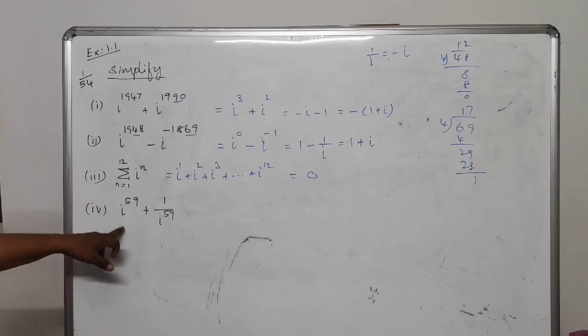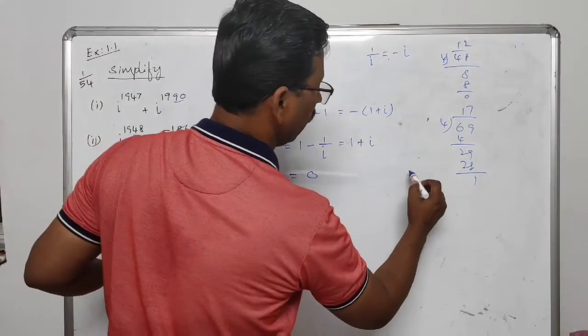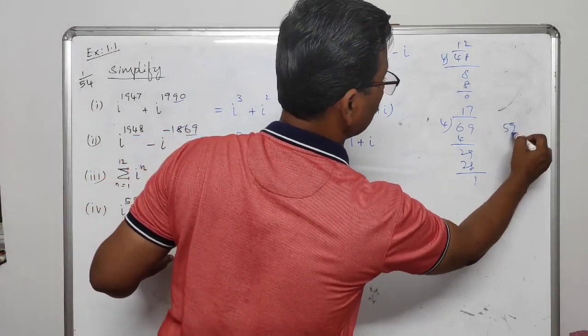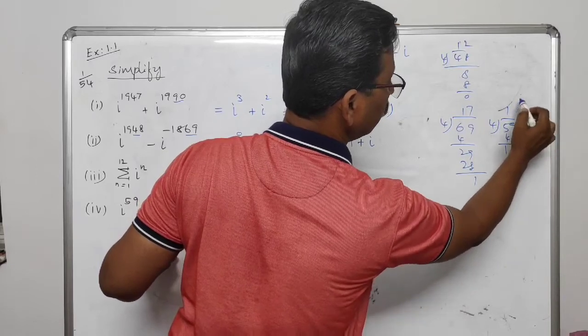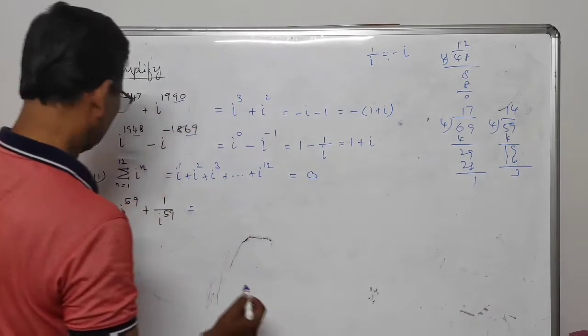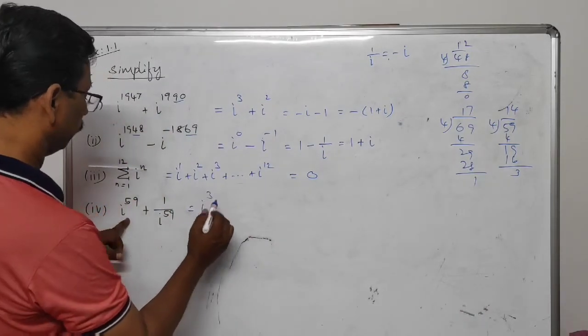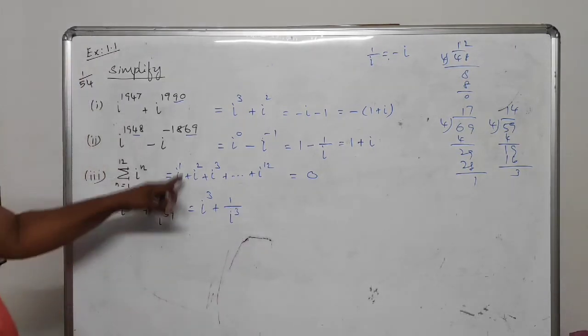Now listen here, the next one, i^59. You have to divide 59 by 4. That is 1 time 4, then 19. How many times? 4 times is 16, then the remainder is 3. Therefore, we can write i^3 + 1/i^3. This is also i^59 only.